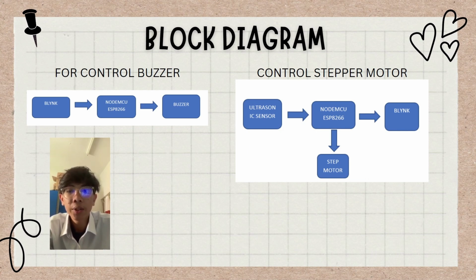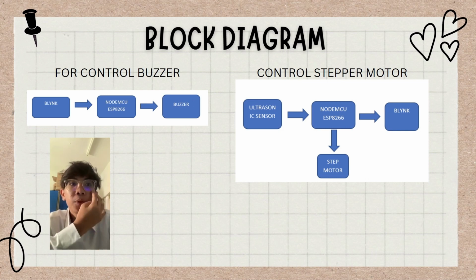Today I want to present the block diagram of my group. For the first block diagram, to control the buzzer, the output is the buzzer and the input is a blink. And the NodeMCU ESP8266 is the connector.